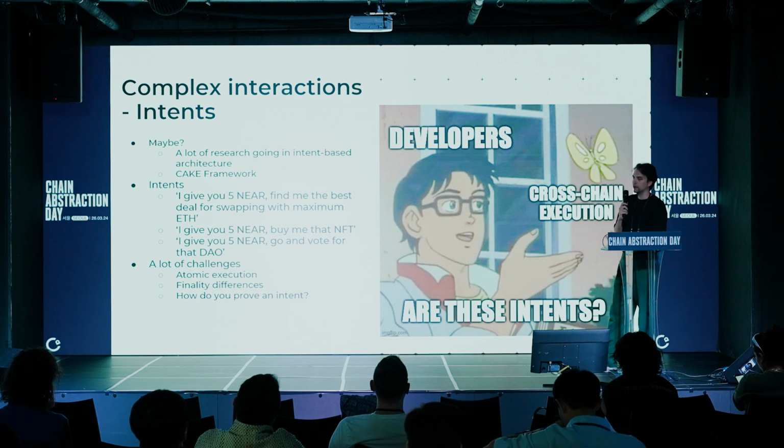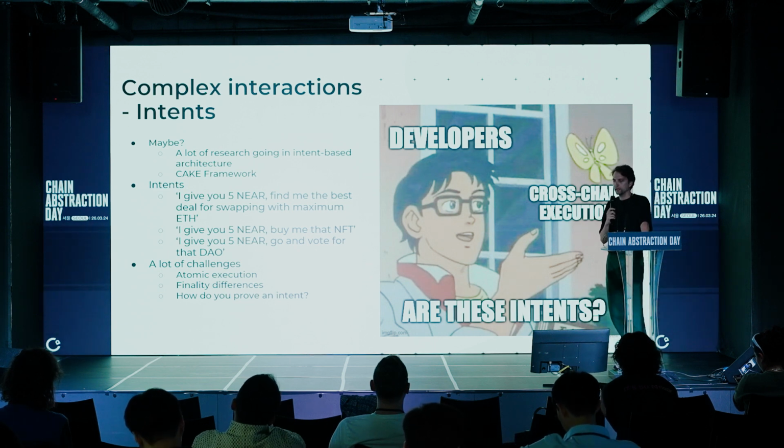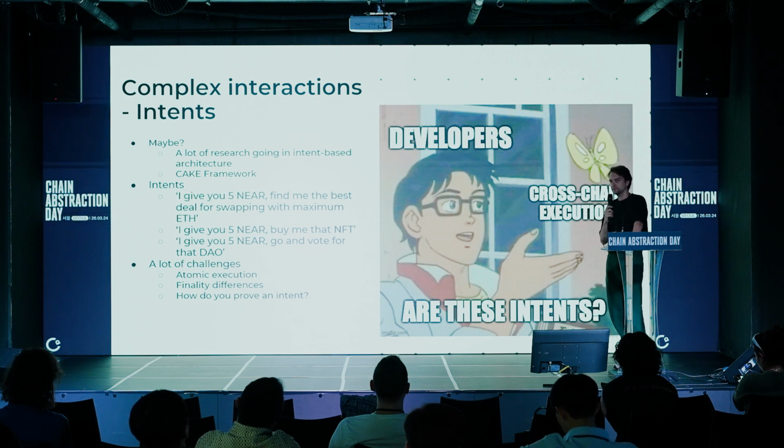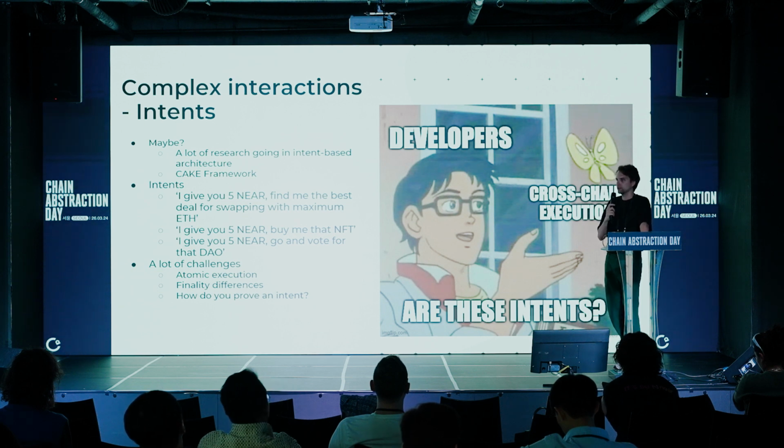Another thing, which is connected to this, is finality differences. How do you make sure that if one chain is slow and the other chain is fast, there's a chance for arbitrage, and we want to make sure that that doesn't affect the users. That comes into play with MEV and whatnot.